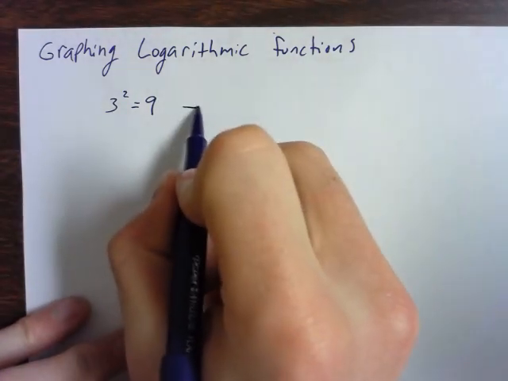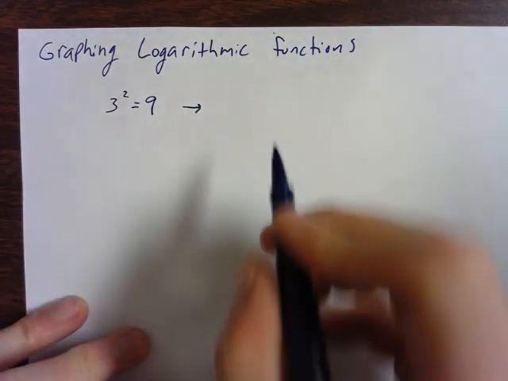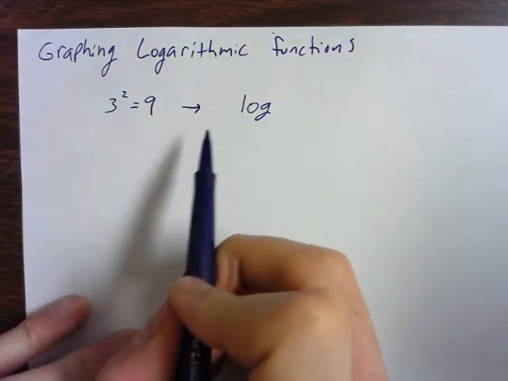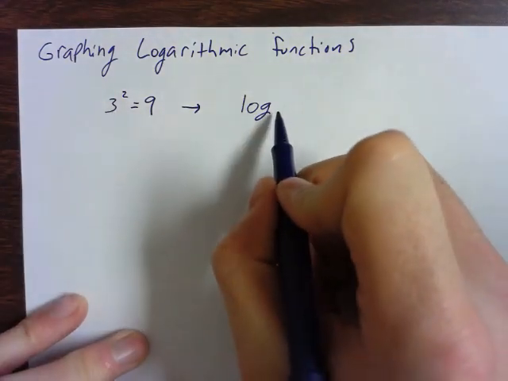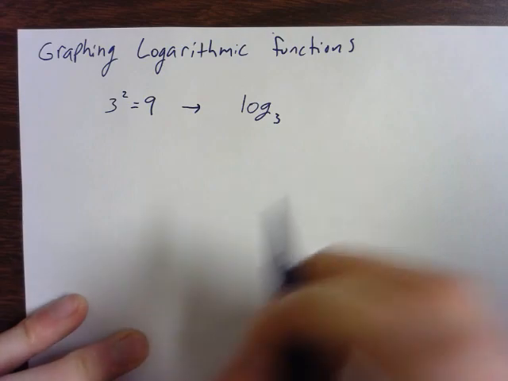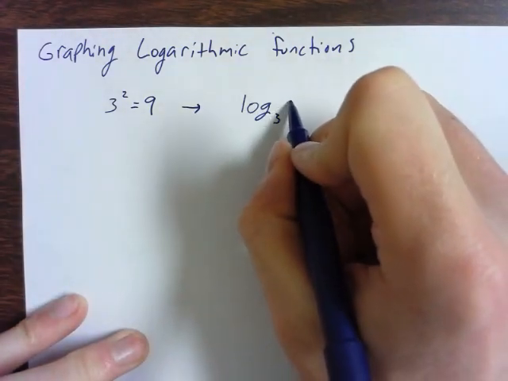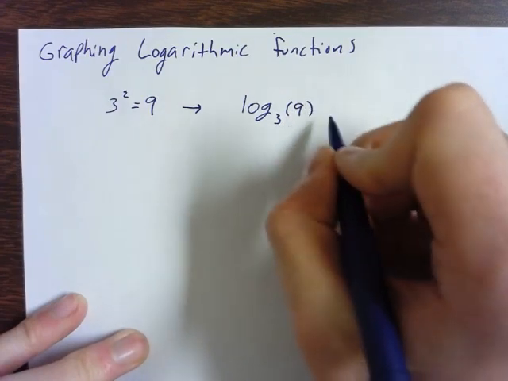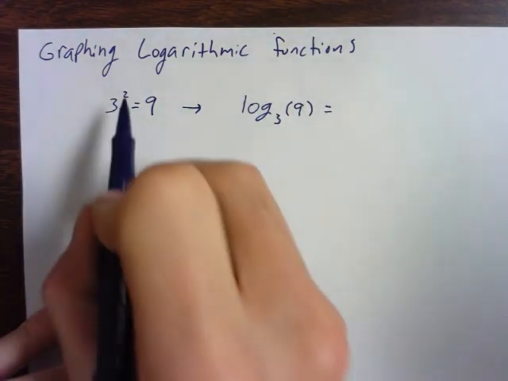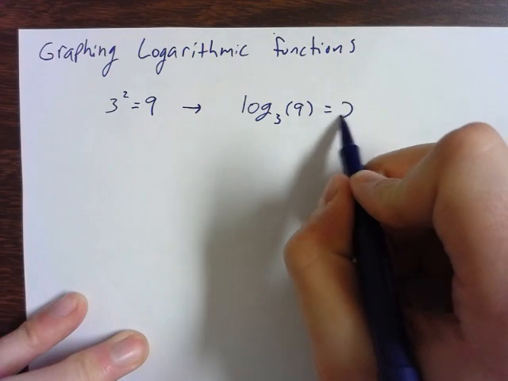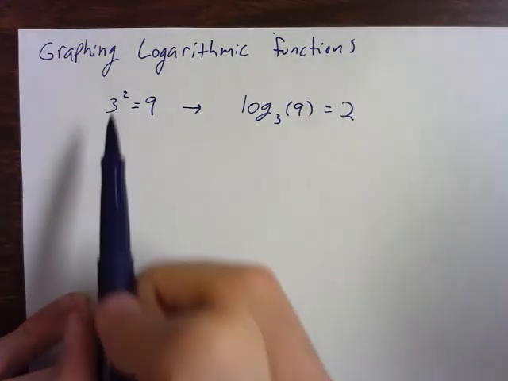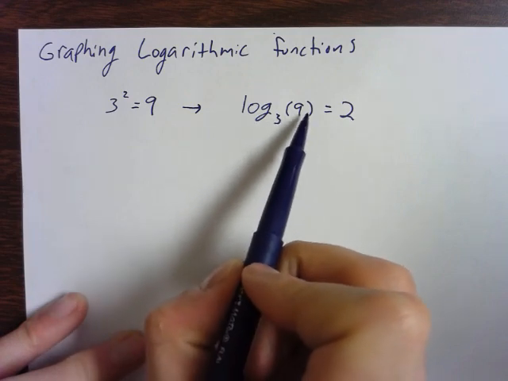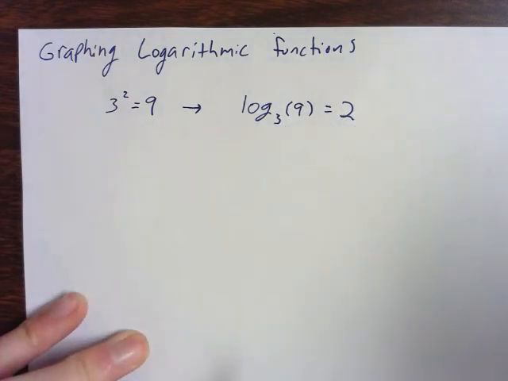And so if we write that as a logarithm, we can say log base 3, and then parentheses next to it, we'll write our answer, which is a 9. And then that equals our exponent, which is a 2. So 3 squared equals 9, as a logarithm, is log base 3 of 9 equals 2.